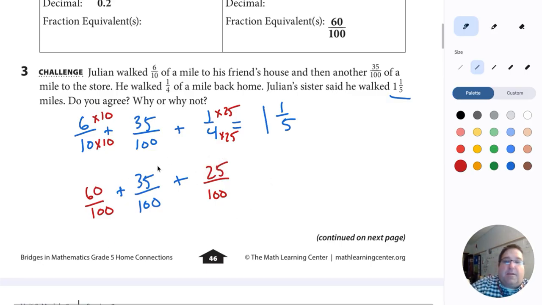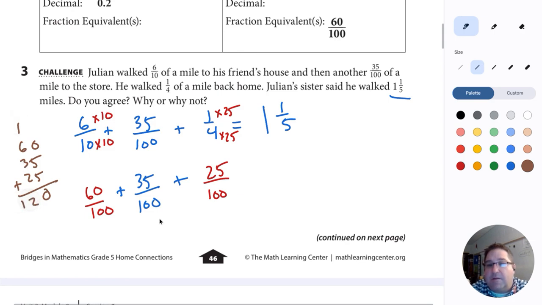Now that we have common denominators, we can go ahead and add these up. We've got a 60, a 35, a 25. Let's see, 5 and 5 gets us to 10. 6, 7, 8, 9, 10, 11, 12. So it looks like we have 120 over 100.